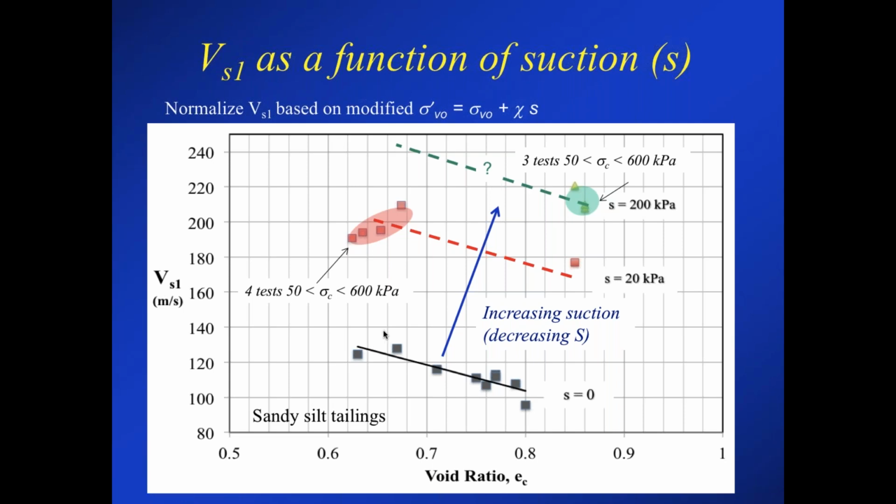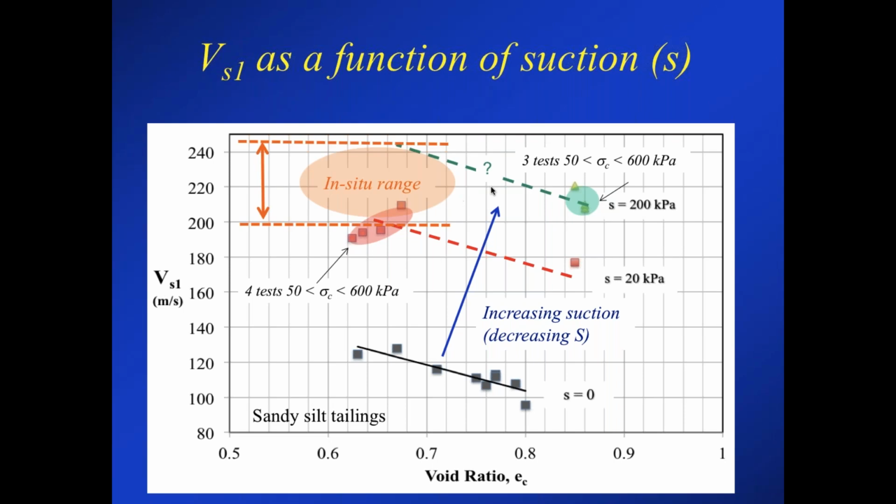But when you apply some suction, the suction hardening, not the effect of effective stress, but the suction hardening, pushes it significantly up from like 120 up to 220. So that's almost doubling of the measured shear wave velocity. And remember, the small strain shear modulus is the shear wave velocity squared. So a doubling of the shear wave velocity is a 4 times increase in the small strain shear modulus.